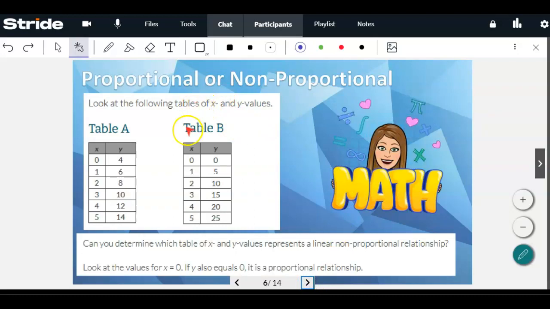All right, so looking at tables, proportional or non-proportional, can you determine which table of x values represents a linear non-proportional relationship? Look at x for 0. If y is also equal to 0, it is a proportional relationship. So look at table A. This is the y-intercept, okay, crosses at 4, so that doesn't go through the origin. This one goes through the origin. So this one is proportional and the other one is not.